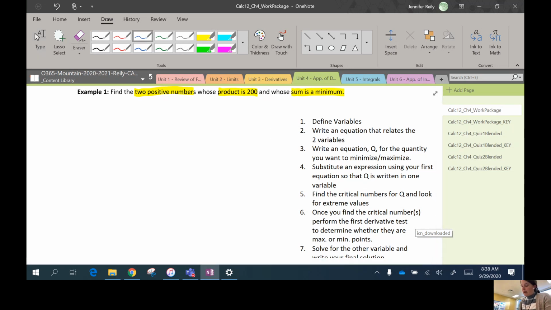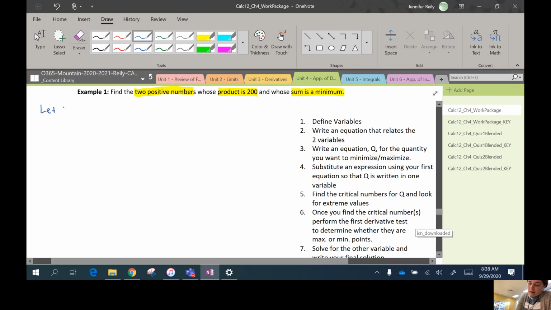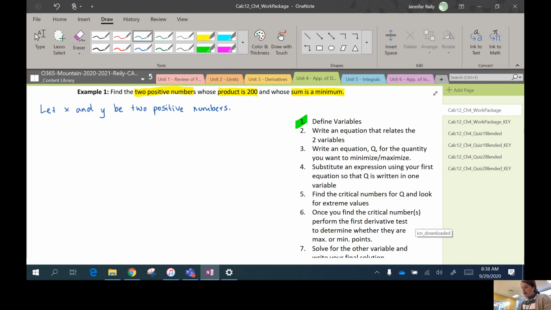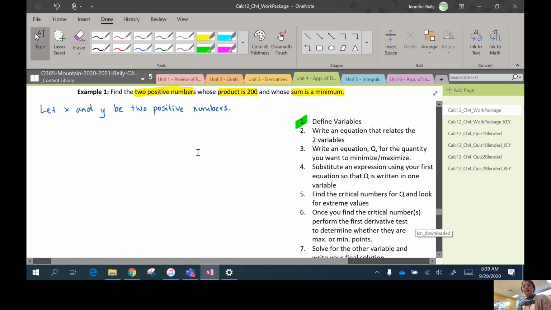And so we'll start by defining our variables. Step 1. I'll just use X and Y because we're used to working with those letters. Let X and Y be two positive numbers. I'll check these off as I'm done. Okay, that one's done.